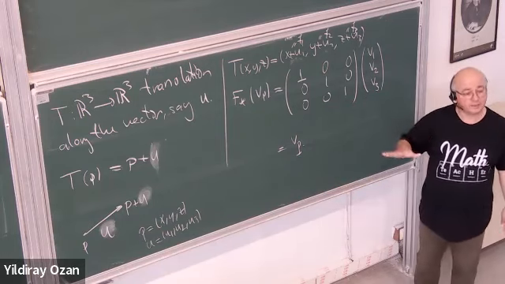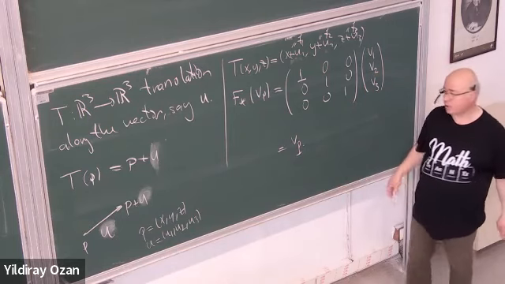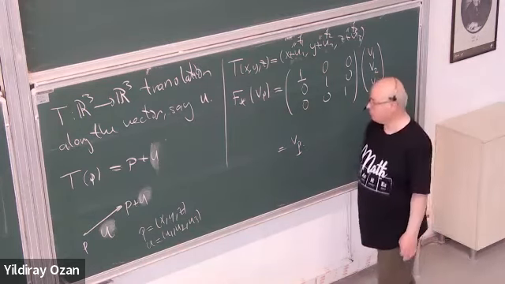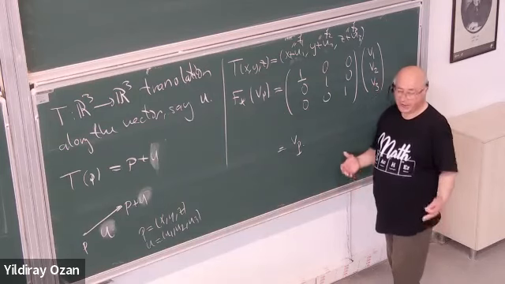So the differential of a translation is basically the identity function. It doesn't do anything to the vectors, right? It is identity.